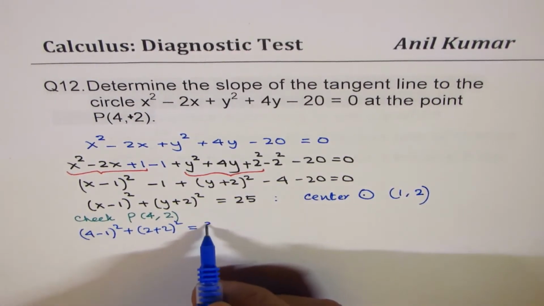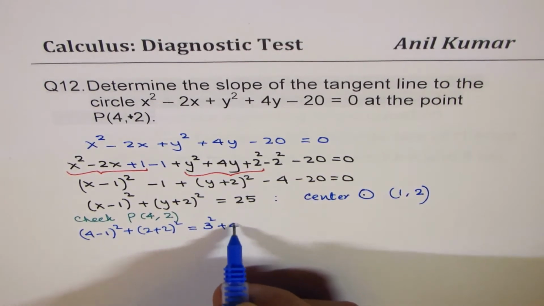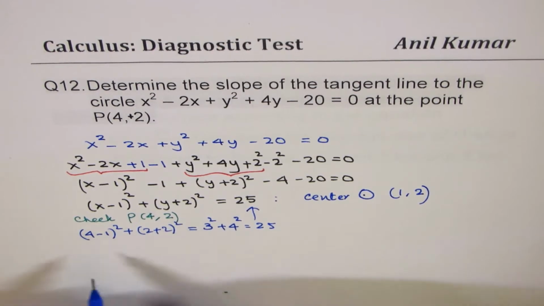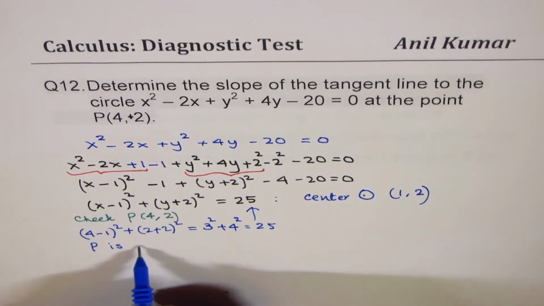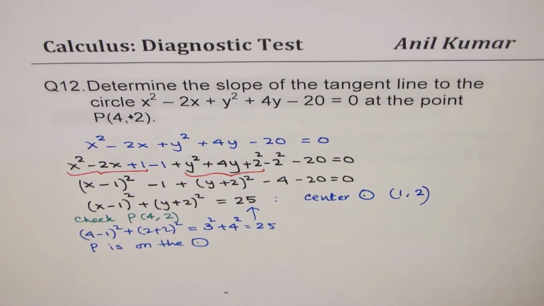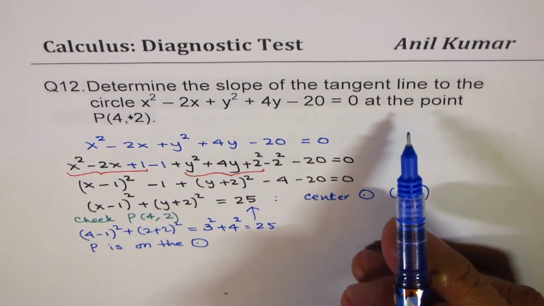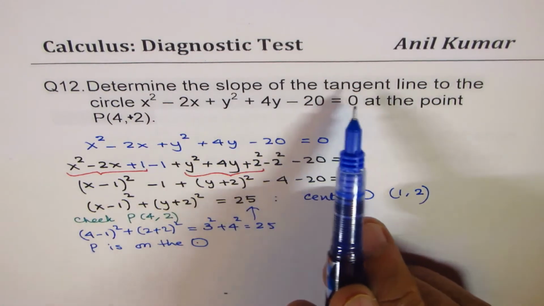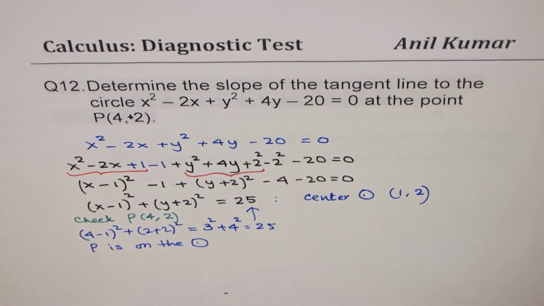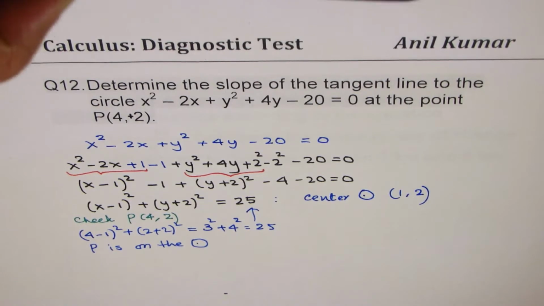4 minus 1 is 3, 3 squared plus 4 squared, which is 25, correct? That means P is on the circle, right? So there was no need, since it is mentioned, to determine the slope of the tangent line to the circle at the point. That means the point is on the circle. Is it okay?